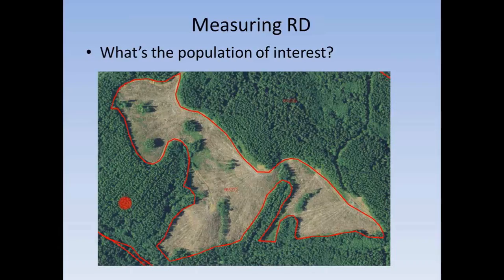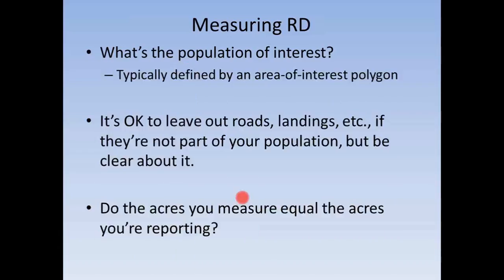The first question is, what's the population of interest? And we typically define that with some sort of polygon. And this is one of our first polygons here. And if this is our population of interest, and we want to try to represent this polygon, we can't just sample where there's trees. We have to sample everywhere. And I'll expand upon this here.